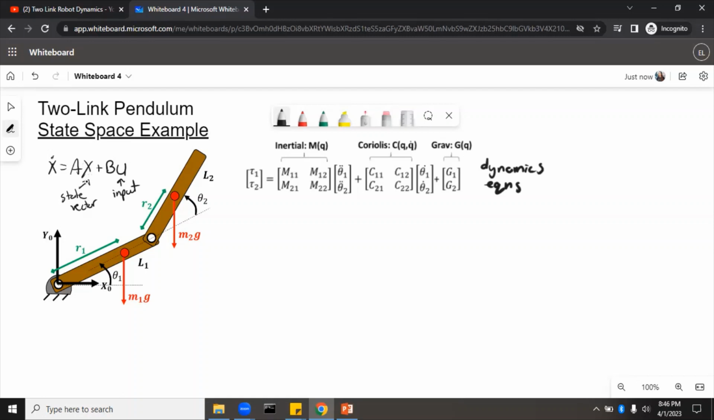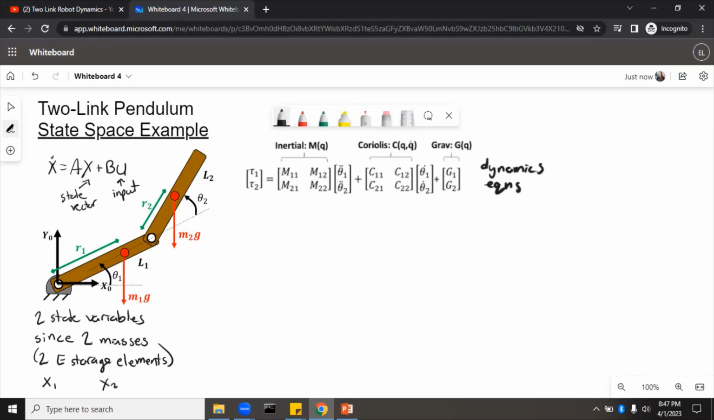Now, how many state variables do you have? One for every energy storage element. Energy storage elements are masses and springs. In this example, we do not have any springs. We have two masses, M1 and M2, one for each link. So we'll need two state variables. So we'll need X1 and X2.